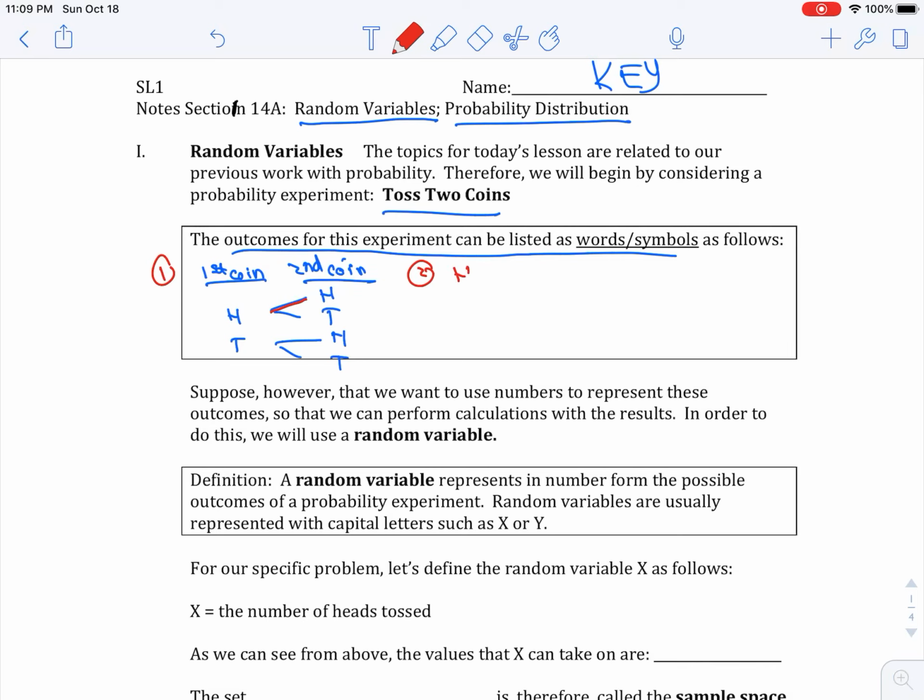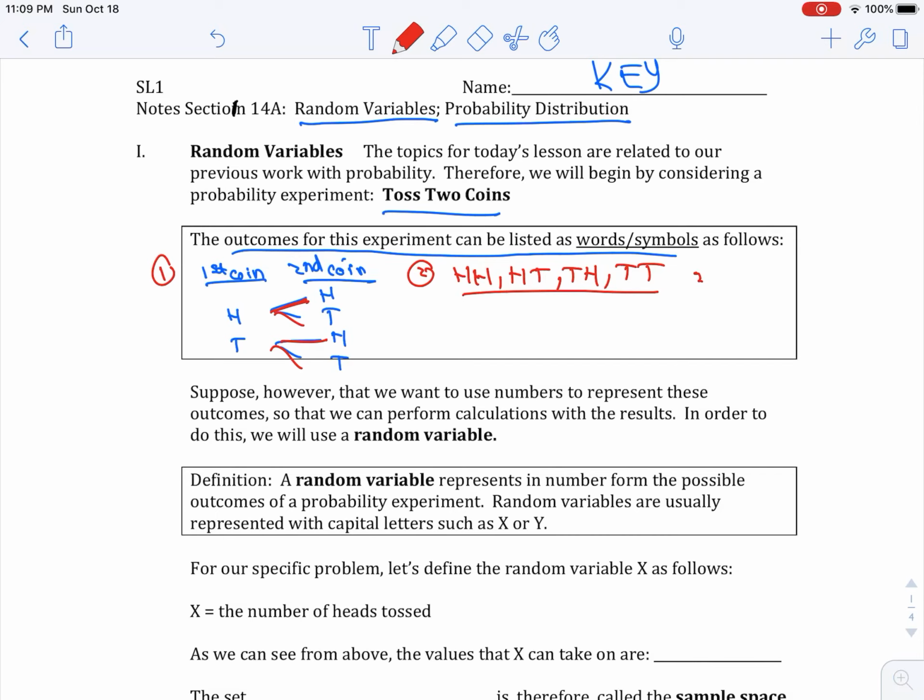A second way that you can write the outcomes is as a list. Here we have head, head, so that would represent this, head, head. Here we have head, tail. Then we have tail, head, and then we have tail, tail. So that's another way that you can list the outcome of that experiment.